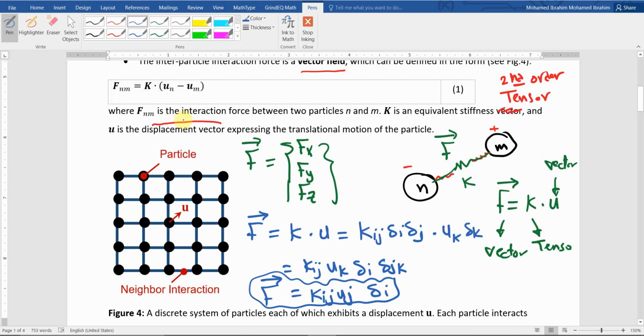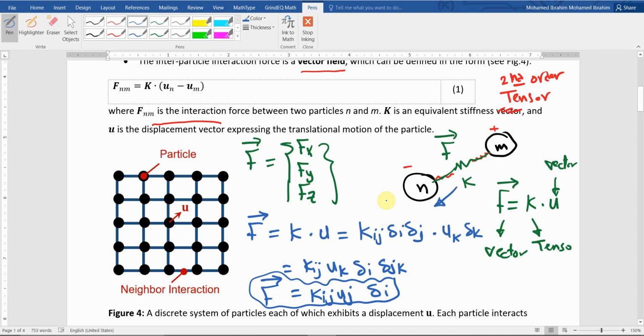So this is going to give us the interaction that should be generated between these two particles. In other words, you could consider that this is the force of particle m acting over particle n. If you decide the direction of this force, it should come from m going to n, because it is u negative m, so it should go from m to n. So the direction of force should be in this direction.